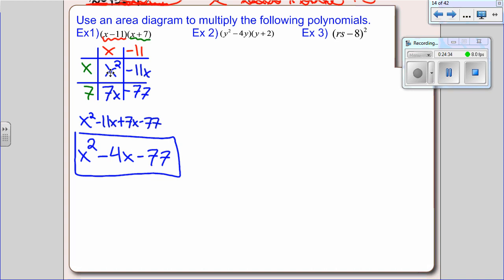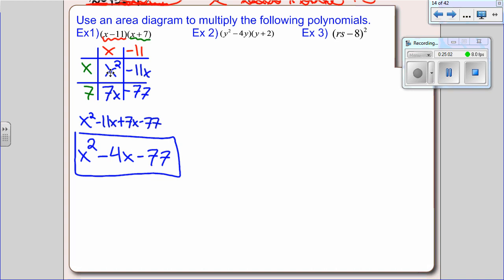Both are just ways of organizing distribution. So if you like distribution, then you can still do that for every question. I want you to try number 2 by yourself, using an area diagram. And then number 3, we're going to talk about before you start it. Okay? If you're feeling a little crazy, go ahead, but there's a trick to start it off that I don't want you to mistake. All right.